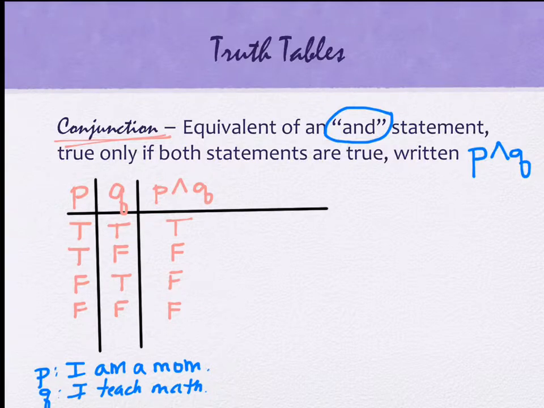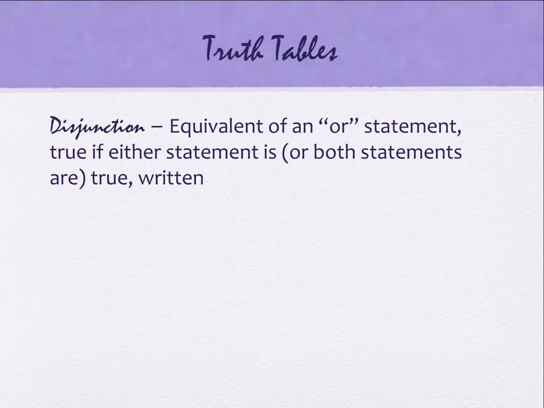Okay? So we're going to move along the line of from conjunction to disjunction. So disjunction is the equivalent of an or statement. And it is true if either statement is or both statements are true. Okay, so one or the other or both statements are true. And it is written like this. And it looks like P V Q. There's a V in between, and that actually means or.